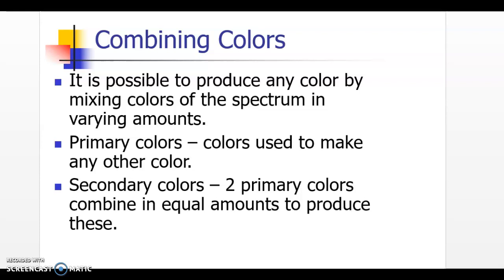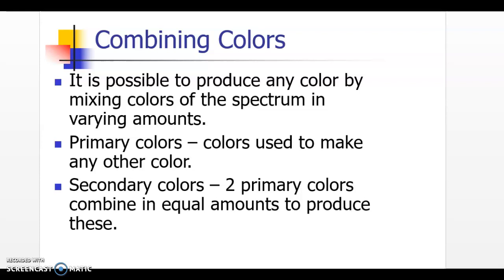But primary colors are colors that are used to make any other color. Your main ones are going to be red, and then yellow and blue are going to be your main primary colors. Okay, so secondary colors are when you put 2 primary colors combined in equal amounts to produce these. So for instance, orange is a combination of red and yellow, and green is a combination of yellow and blue, and purple is actually a combination of red and blue.